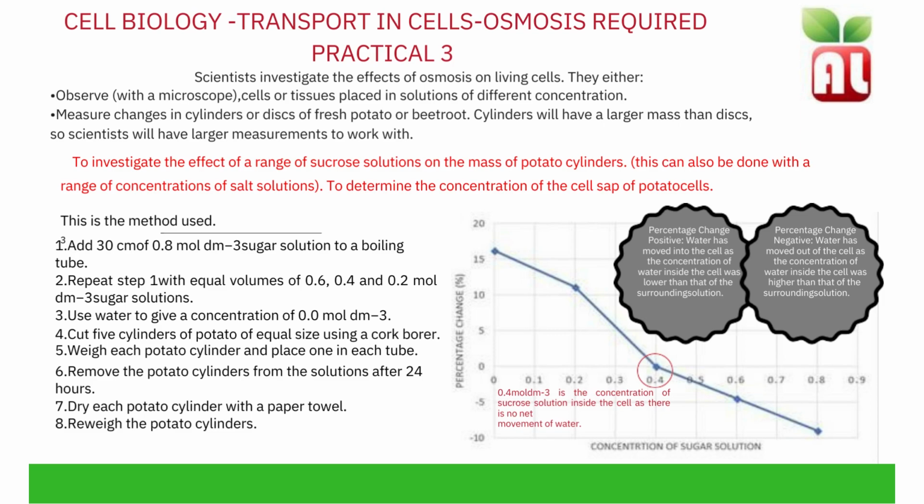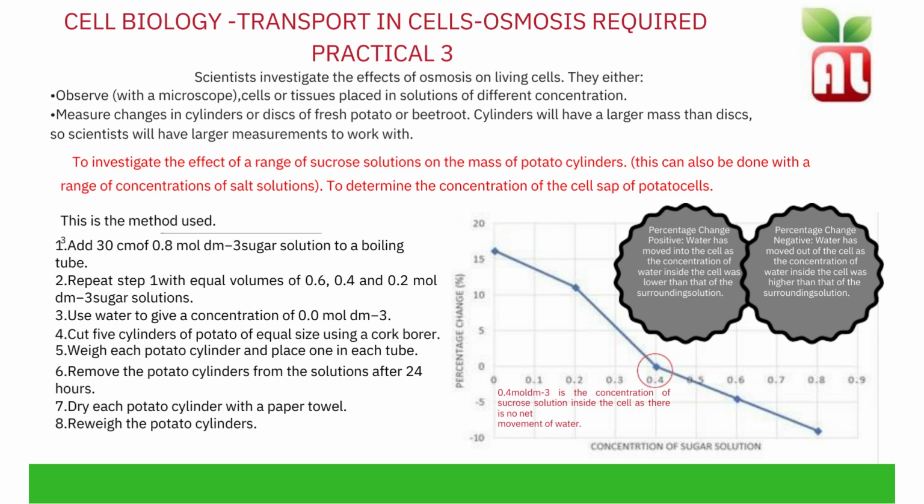To investigate the effect of a range of sucrose solutions on the mass of potato cylinders. This can be done to determine the concentration of cell sap in potato cells. This may also be done with salt solutions to determine the concentration inside the cells. This is the method used. Add 30 centimetres cubed of a 0.8 mole per decimetre sugar solution to a boiling tube. Repeat step 1 with equal volumes of 0.6, 0.4, 0.2 and 0 mole per decimetre sugar solutions.